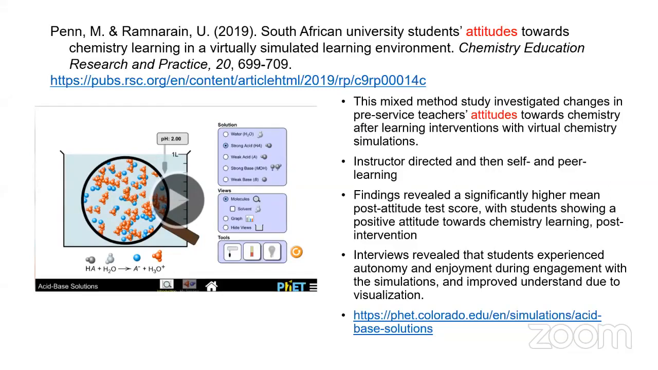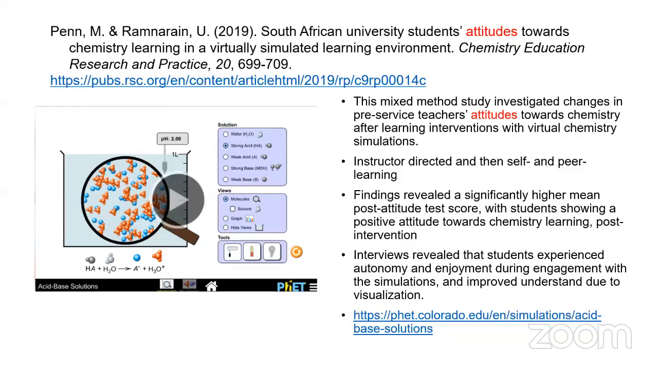The quantitative data was collected by means of an attitude towards chemistry questionnaire. And in this questionnaire, there were questions and items which spoke about the importance which the students attach towards that particular chemistry module, the difficulty, the interest, and the usefulness. The target group here was third-year Bachelor of Education students.